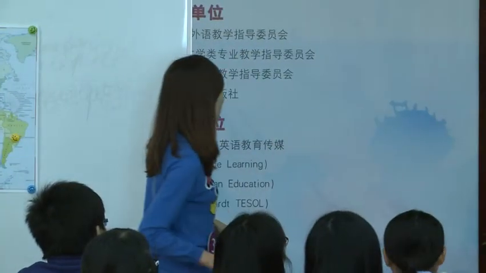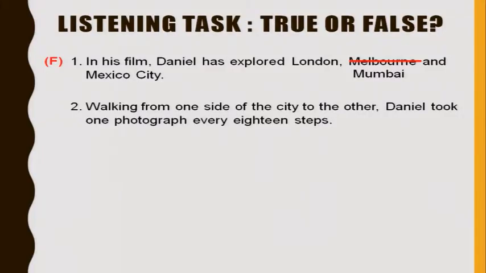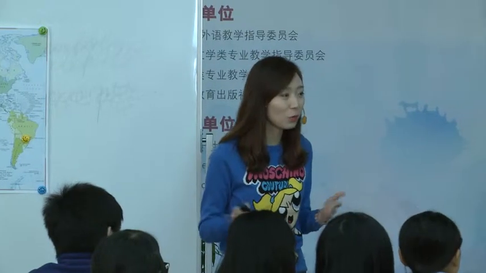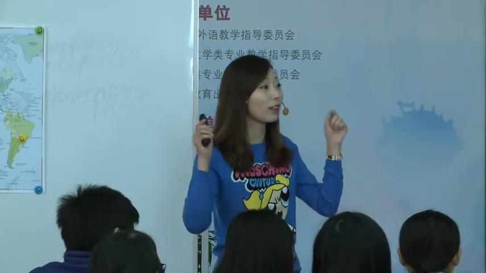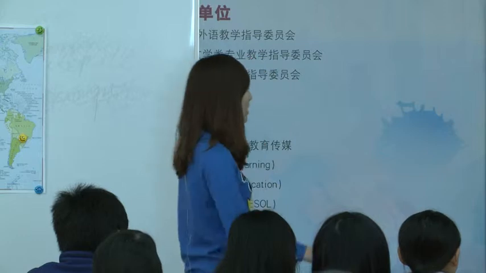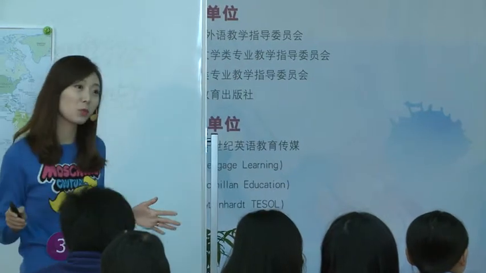How about the second one? Walking from one side of the city to the other, Daniel took one photograph every 18 steps. True or false? False. Why? Not 18, not 80, but 8 steps. Exactly. So the second one is still false.